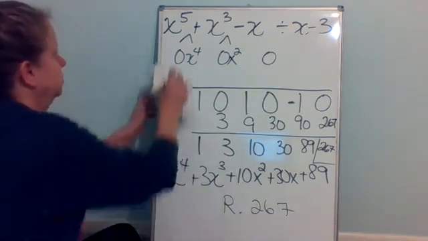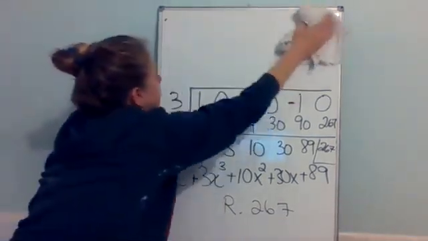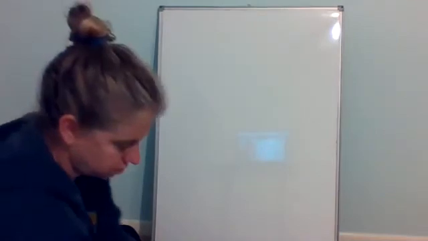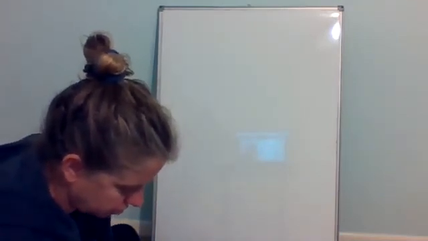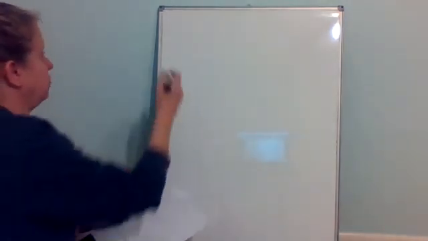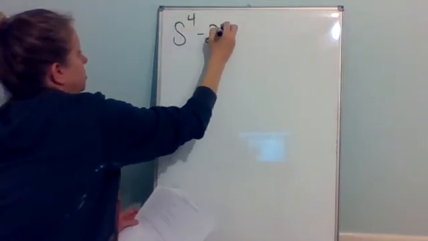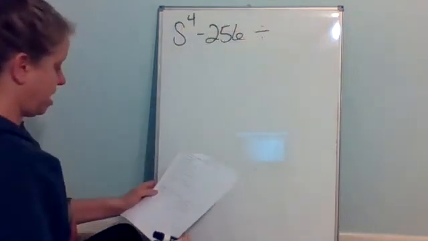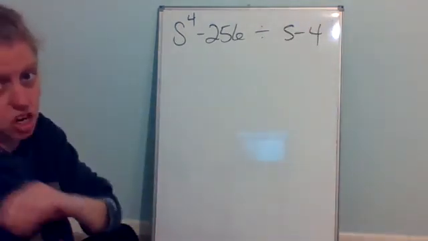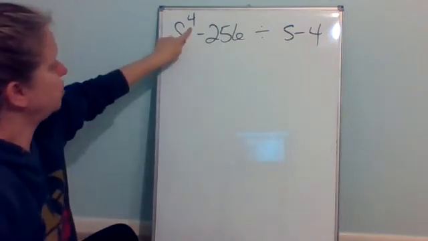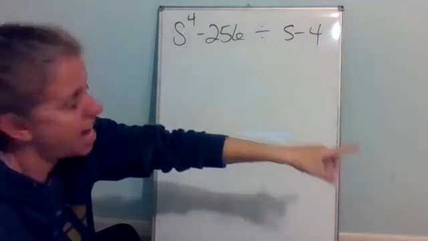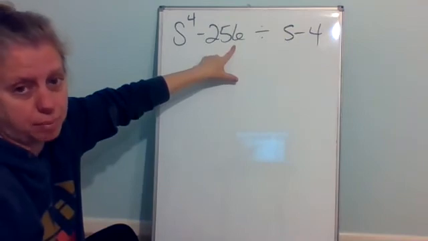All right, last one. S to the 4th minus 256 divided by s minus 4. So this one has a lot of missing terms, right? If I start off with s to the 4th, after that should be s to the 3rd. After that should be s squared. After that should be s. All that before I get to the plain number.